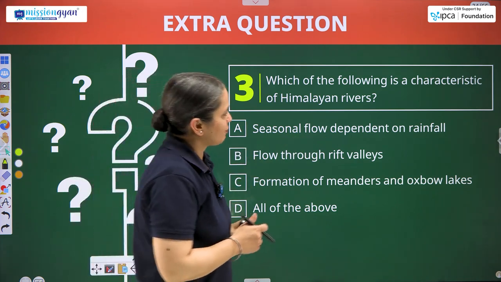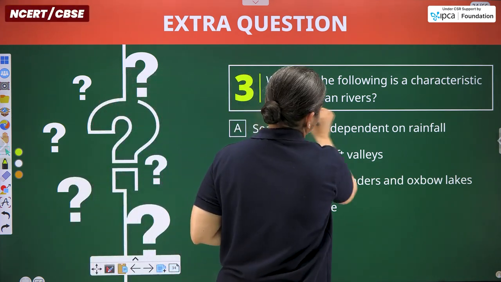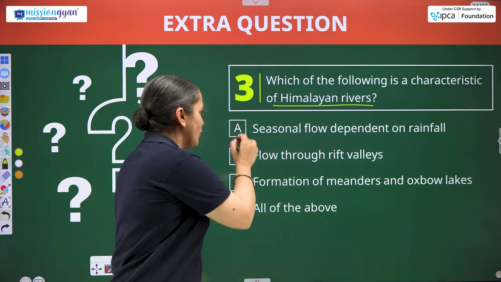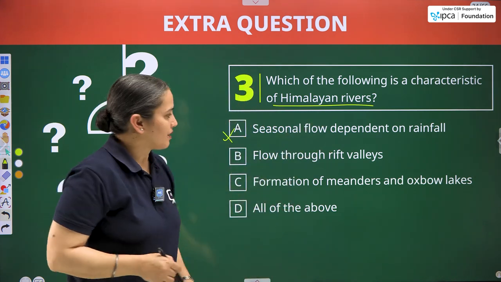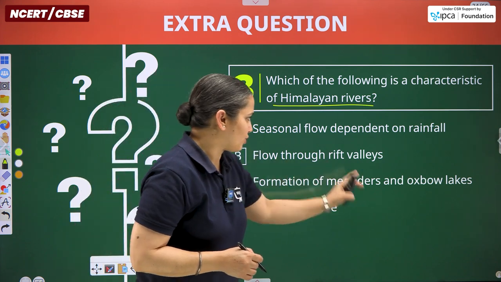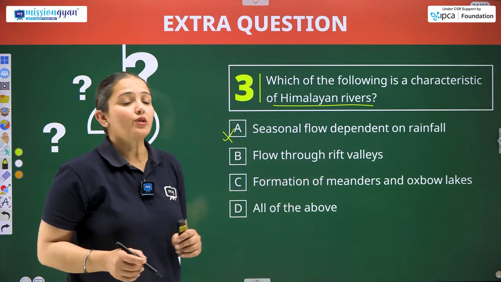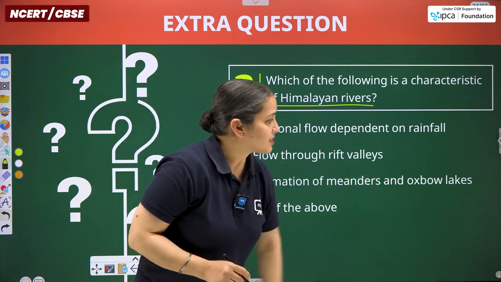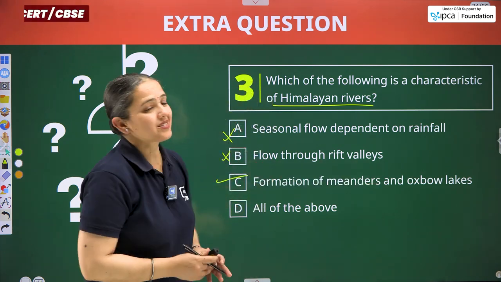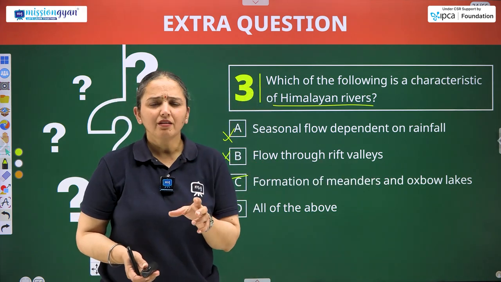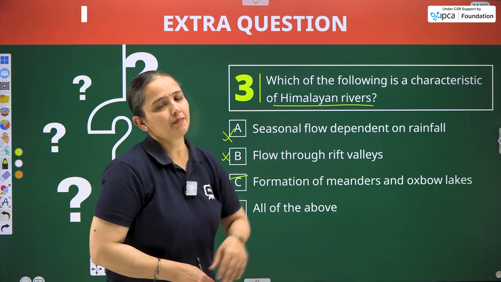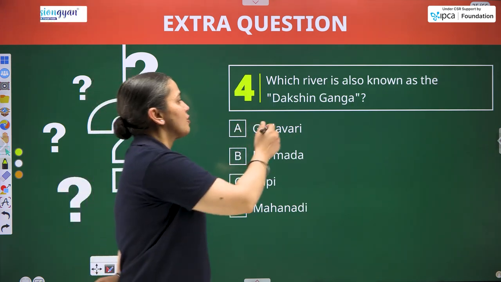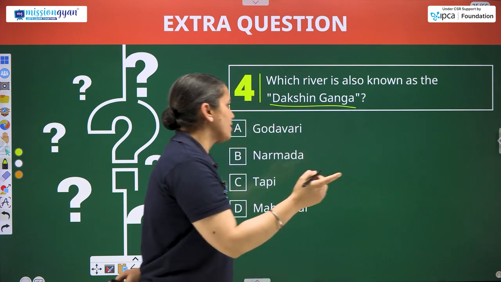Question number 3. Which of the following is a characteristic of Himalayan rivers out of these 4? Seasonal flow? No, it's not there because these are the perennial rivers and flow through the rift valleys. This is also the character of the peninsular rivers. Formation of meanders and oxbow lake, yes, this is the main character to be considered for the Himalayan river system or Himalayan rivers.